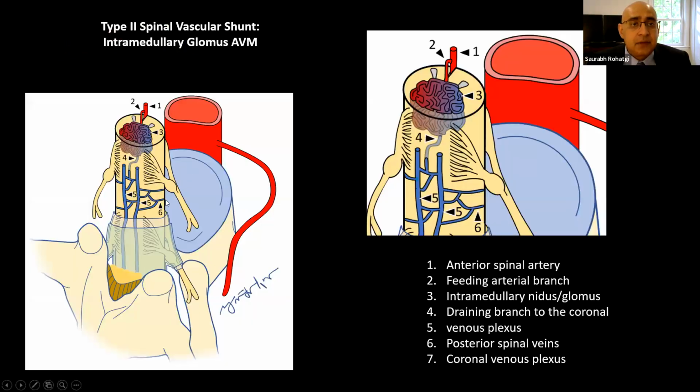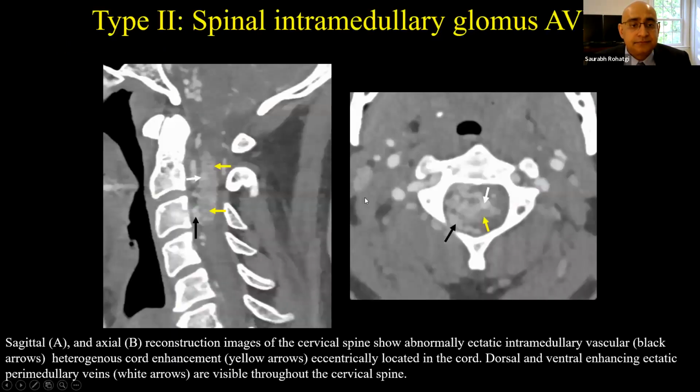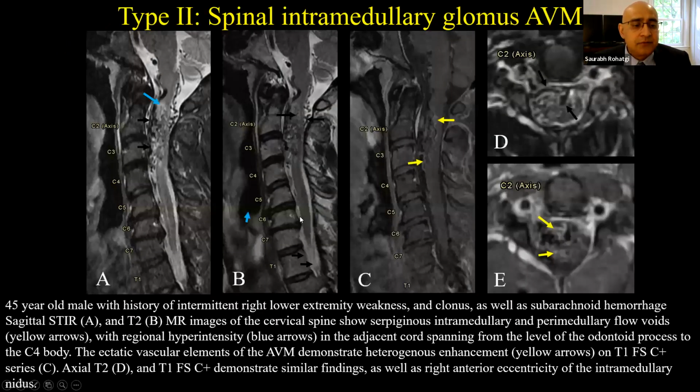This is a schematic diagram showing a glomus AVM within the spinal cord itself. This is a CT image of the cervical spine showing an enhancing lesion within the spinal cord with dilated veins and a nidus. This is an MR of a 45-year-old male presenting with lower extremity weakness and conus, and you can see multiple flow voids and veins and vessels traversing in the upper cervical spine with a nidus with abnormal post-contrast enhancement.